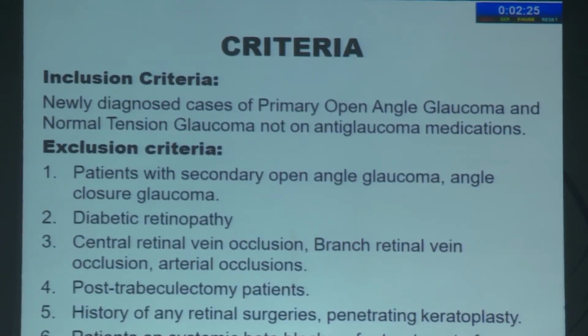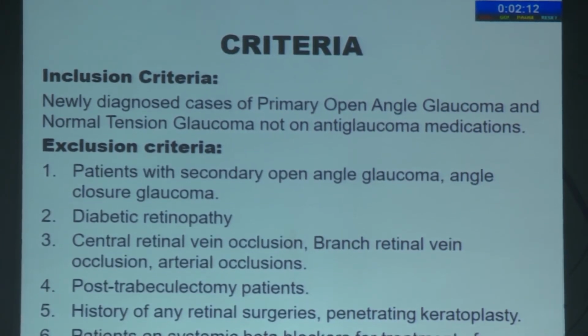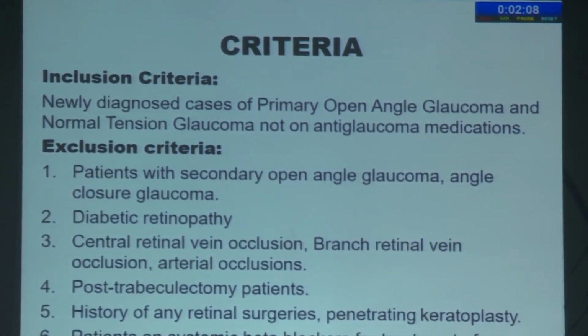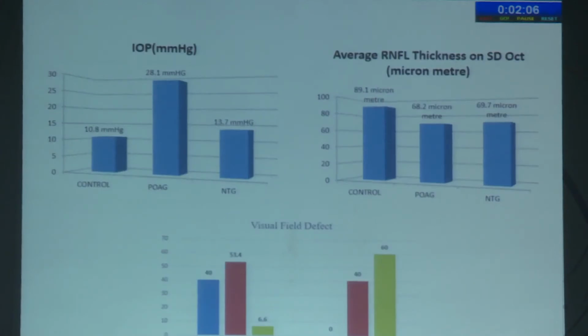Inclusion criteria of our study were the newly diagnosed cases which were not on anti-glaucoma medications. Exclusions were secondary open angle glaucoma and angle closure glaucoma. Others were diseases in which ocular blood flow was compromised, like diabetic retinopathy, CRVO, BRVO, arterial occlusion, post-trab patients, history of any retinal surgery, penetrating keratoplasties, and patients on systemic beta blockers.